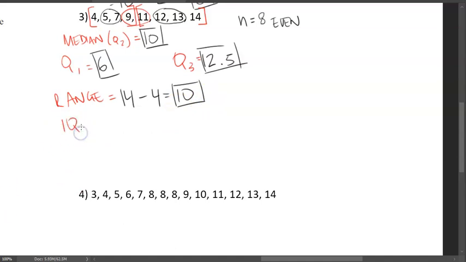IQR. Once you find your Q1 and Q3, everything just falls into place. It's just finding specific numbers. IQR is Q3 take away Q1. So this is the 12.5 take away 6. So this is equal to 6.5. So the middle range just ranges by 6.5 units.